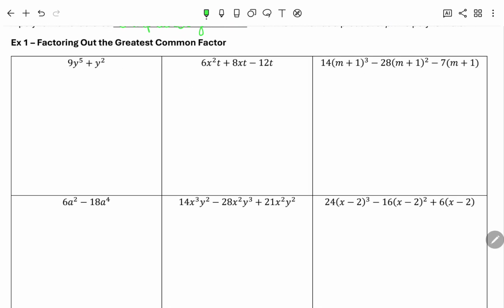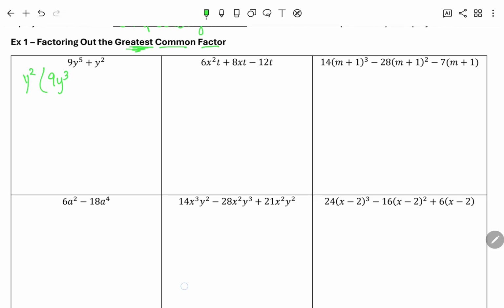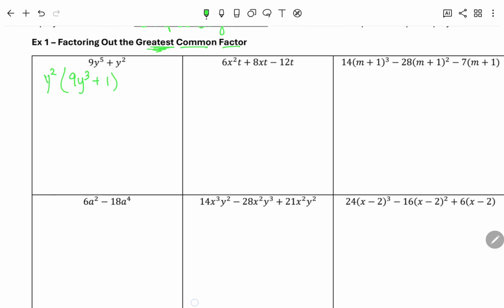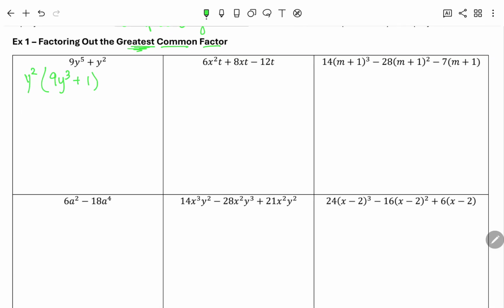Let's take a look. This first section is about factoring out the greatest common factor. I have two terms here in this binomial. There's a 9, there's a coefficient of 1, there's 5 y's here and 2 y's here. So the greatest common factor found in both of these terms is y squared. If I pull a y squared out of the first term, I'd be left with 9y cubed. And if I pull a y squared out of the second term, I would just be left with a 1. This is what it looks like to factor out the greatest common factor.